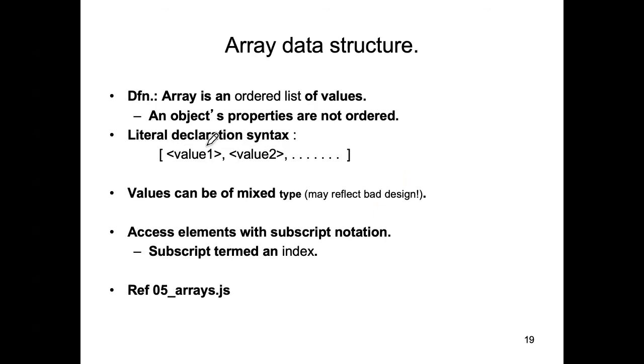They can be mixed. However, it's probably a reflection of poor design if you have an array with different data types in its members. But from a syntax point of view, it is allowed. We access elements within an array using the standard subscript notation, where the subscript is an index value and the indexing begins at 0. So it's all that stuff you're familiar with from other languages. You can look at script 05 yourself to see how we declare and reference elements within an array.